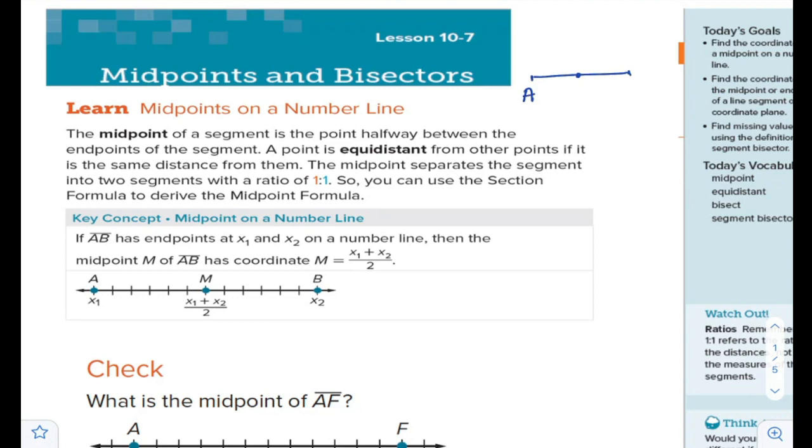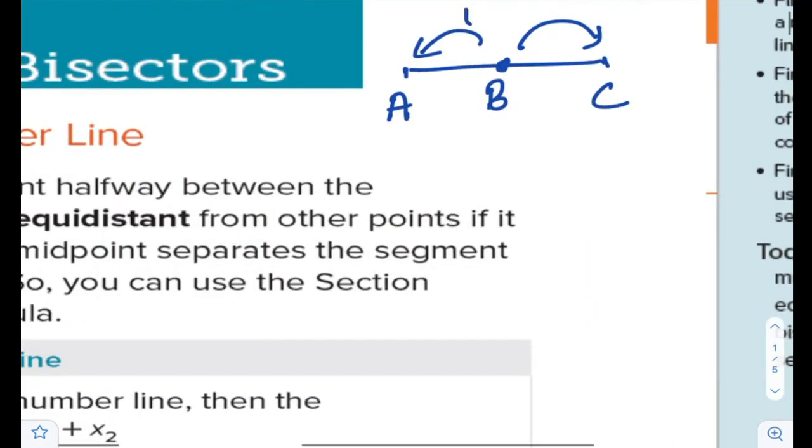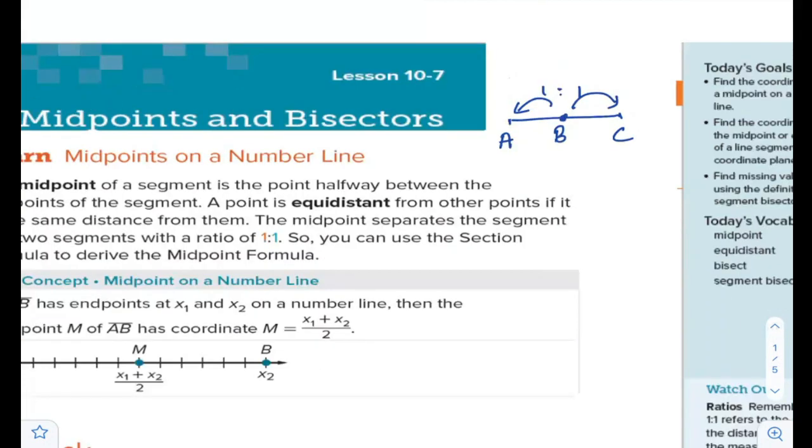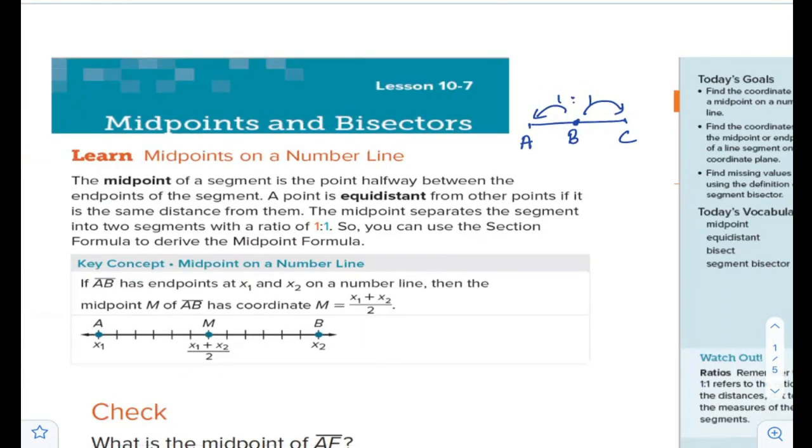So let's say that this is a segment AC. This B is at the middle, halfway or equidistant from the endpoints. Then this is called the midpoint. So the midpoint separates the segment into two segments with a ratio of 1 to 1.